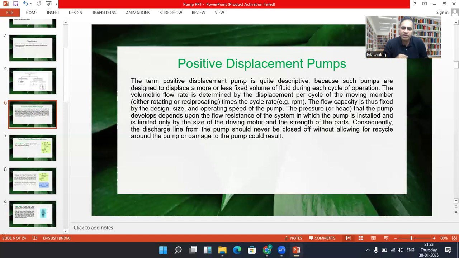But it is very important to note here that in a positive displacement pump, you should never close the discharge valve unless there is a recirculation valve which is kept open, because that can lead to significant damage to the internal structure of the pump.